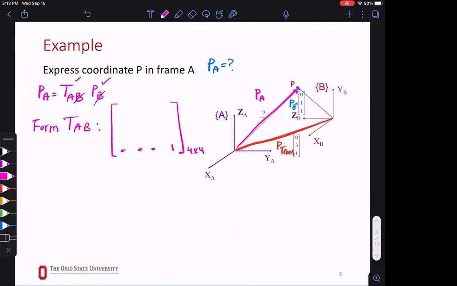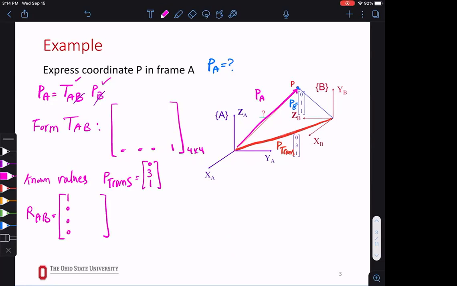I'm going to say other known values. We have P translation, which is 0, 3, 1. We also know what RAB is. Did anybody find it? 1, 0, 0, 0, the second column. The third one.